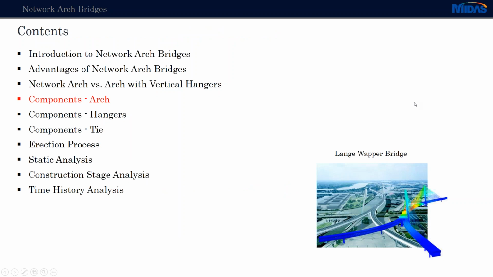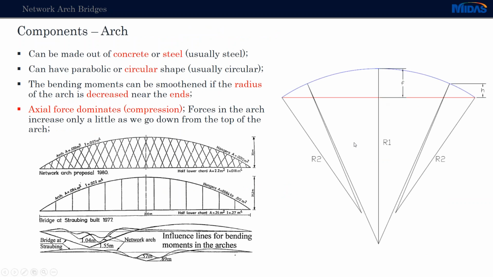Now let's look a bit into the components of this type of bridge. Firstly, the arch. The arch can be built using either concrete or steel, but the preferred material is steel. Also, the preferred shape would be a circular shape, but the parabolic one can be used as well.